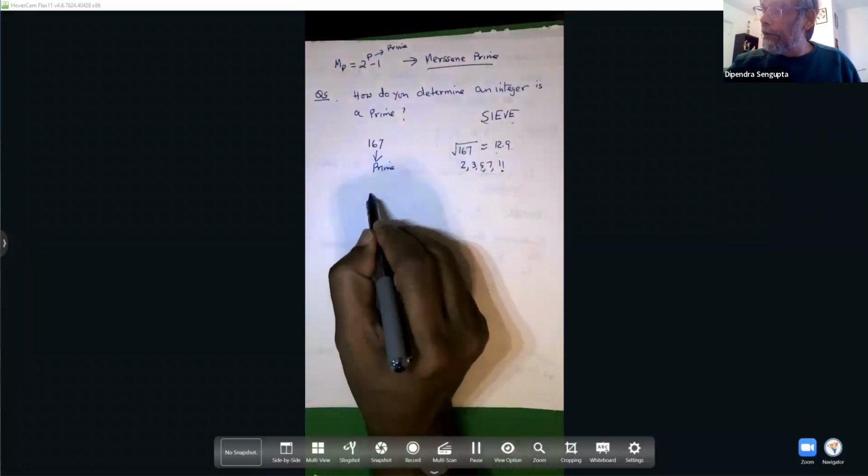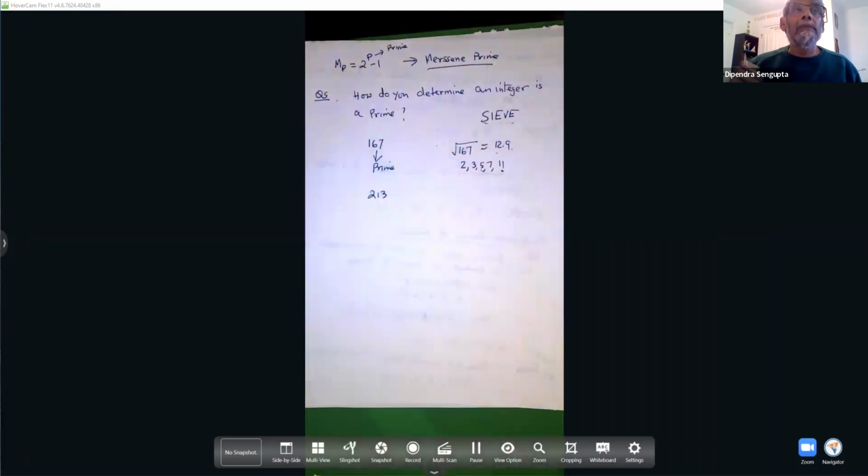Okay, let's do a few more. You work this out, because you have to tell me which primes I have to divide by. That depends on the square root, right?